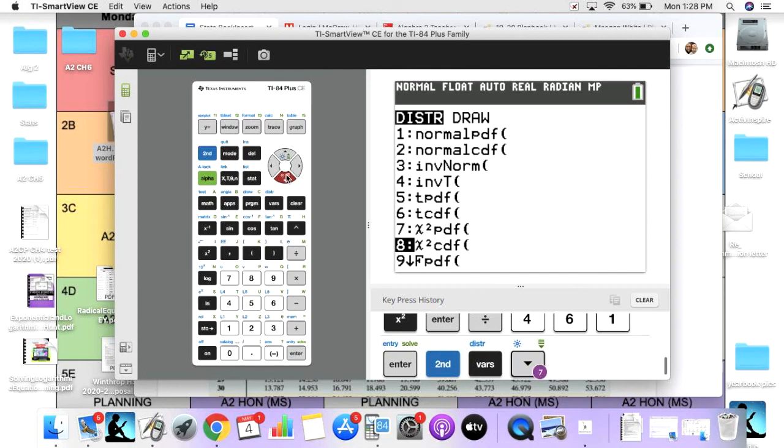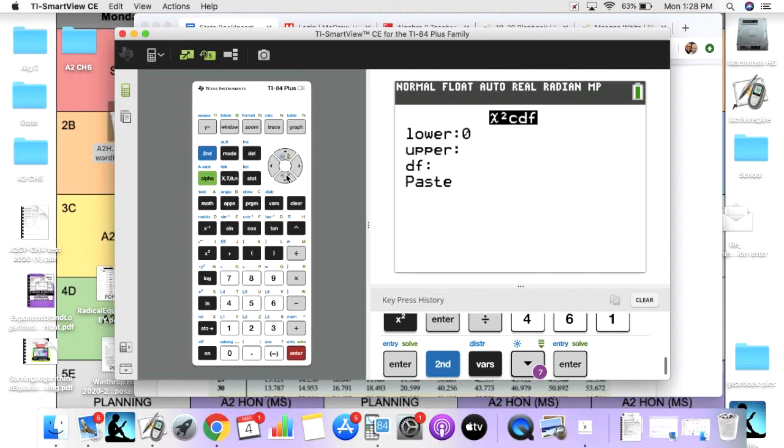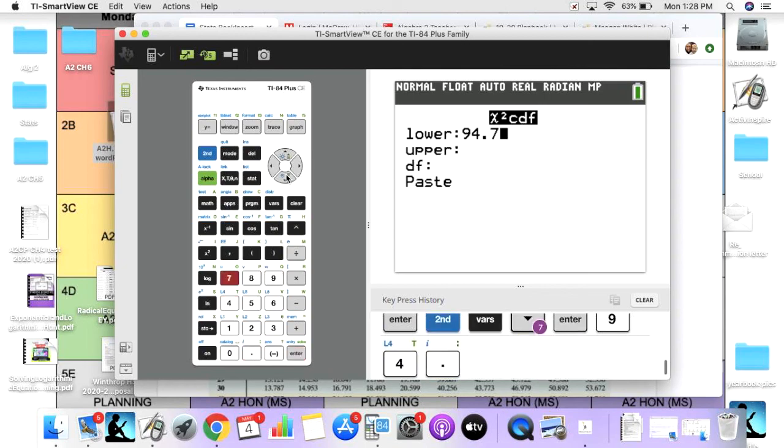I'm going to press enter. My lower is always your test statistic, and our test statistic here was 94.7527. Our upper is that there is no upper, and remember, it doesn't actually hit the x-axis, so we're going to go out to 1, and then we're going to go second, and then comma to get the E, and then 99.